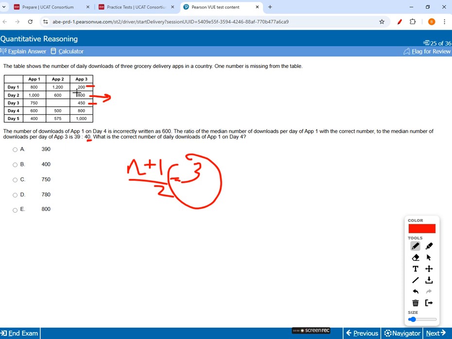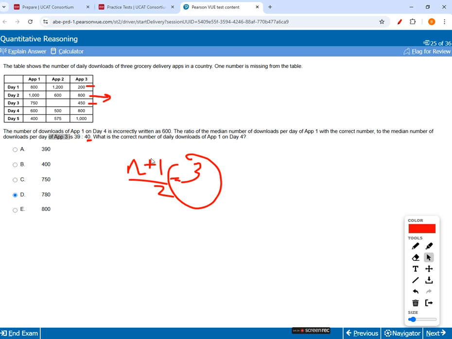So I've got 800 here because I'm looking for the third value. If it's 800, what takes 40 to 800? Times by 20. I need to times this one by 20. 39 times 2 is 78. Put a 0. Bang. Got it. 780 is the answer. So one more time, what am I doing? I'm trying to find the median. He says the ratio of app 1 to app 3 is 39 to 40. Right, how much is the median? Oh, I've got the median as 800.